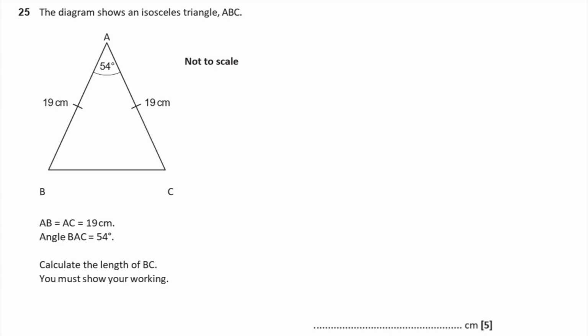Question 25. The diagram shows an isosceles triangle ABC. We're told that AB equals AC equals 19 centimeters and angle BAC is equal to 54. Calculate the length of BC. You must show your working. Okay. Now, this is a job for trigonometry because I've got sides and angles and I want another side. But at the moment, this is not a right angle triangle, so I can't immediately apply trigonometry.